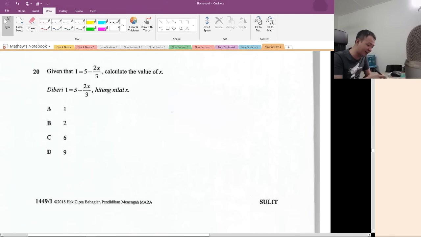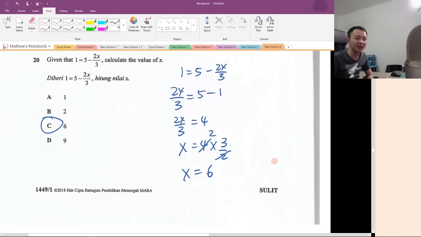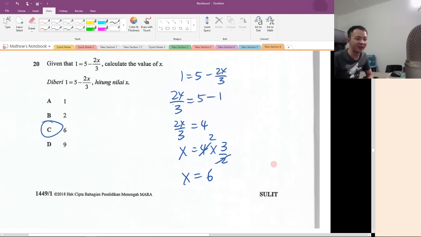Okay, this one make x the subject, so quite easy. The first thing is minus 2x over 3, I move to the other side. This one will be 5 minus 1, I get 4. And then for x, I'm going to move the 3 and 2 to the other side. So I should get x equals 4 multiply 3 over 2. Simplify, x equals 6. This one is just solving an equation. It shouldn't be too difficult.